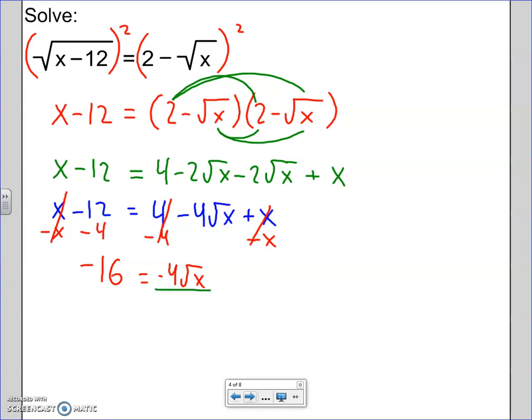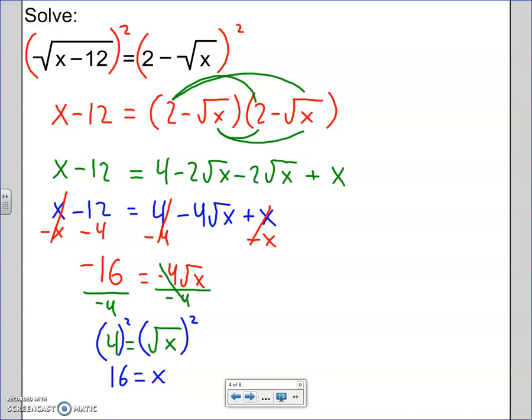I need to get rid of that negative 4 by dividing by negative 4. So I get positive 4 equals square root x. Now to get rid of that square root sign, since it's by itself, I'm going to square both sides again. You're allowed to square both sides multiple times if you need to. So I get 16 equals x.